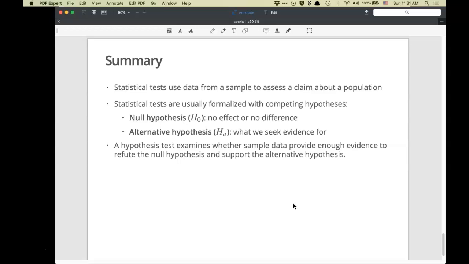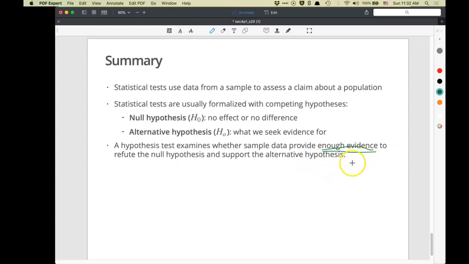So here's the summary from my notes from 4.1. Statistical tests use data from a sample to assess a claim about a population. Statistical tests are usually formalized with competing hypotheses. So there's a null and alternative hypothesis. The alternative is the research hypothesis. And a randomization test, a hypothesis test, examines whether sample data provide, and we said provide enough evidence to refute the null hypothesis and support the alternative.